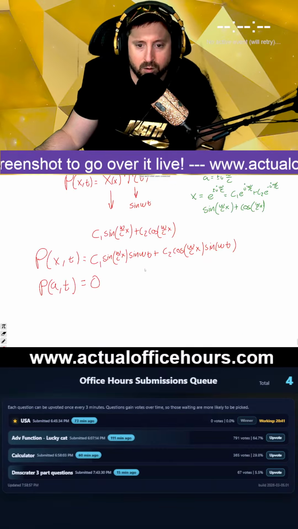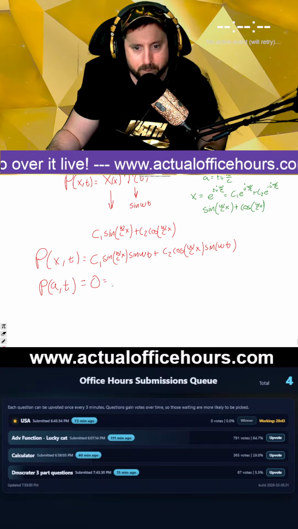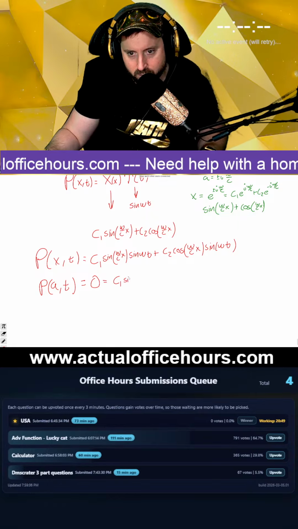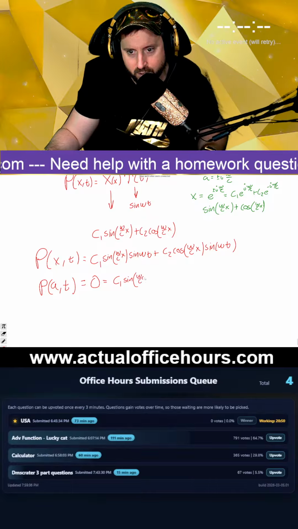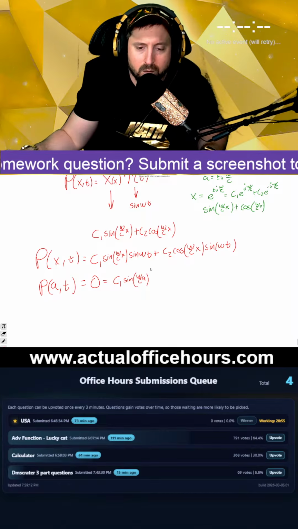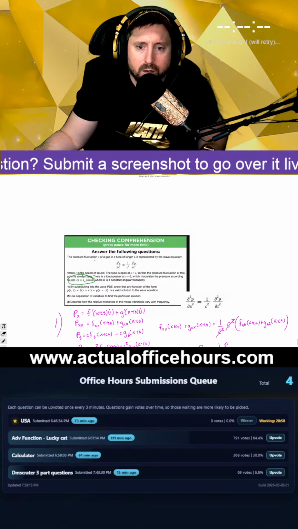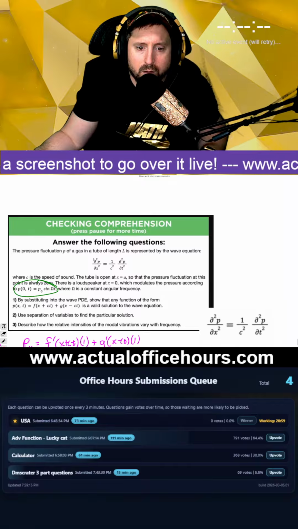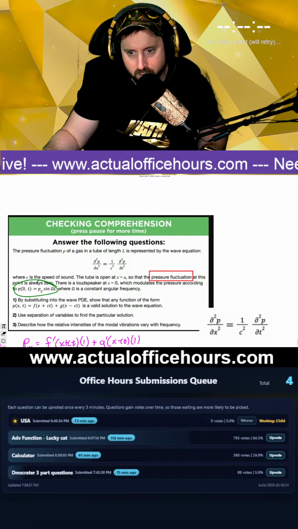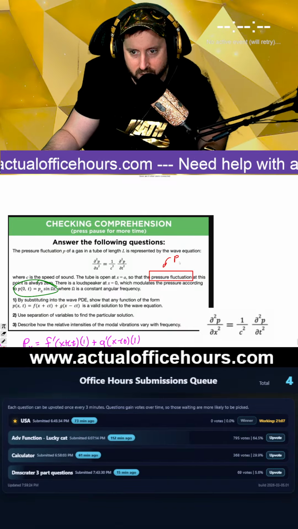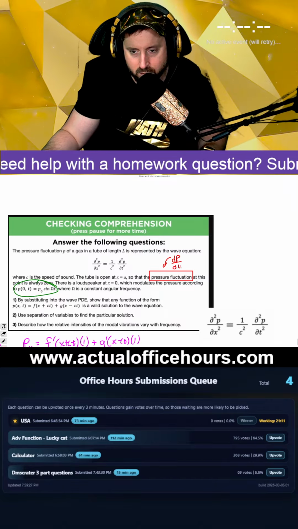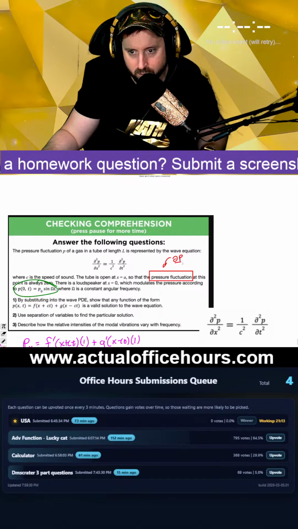Okay, so when x equals a, you get C1 sine omega over c a. I think it should be P prime of a comma t. Interesting. It's saying that the pressure fluctuation at this point has to be zero. Okay, I see, not that the pressure itself is 0. So this is P of t, or dP/dt, right? It should be partial P, partial t, whatever.